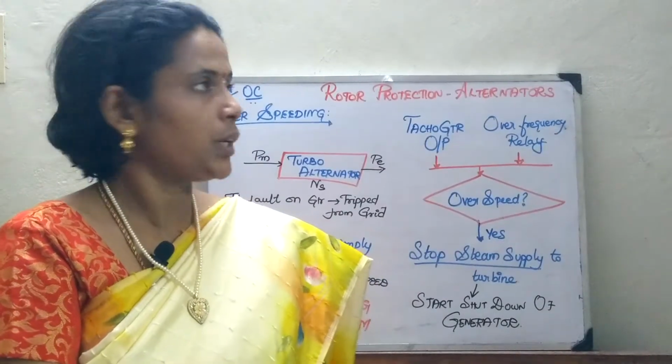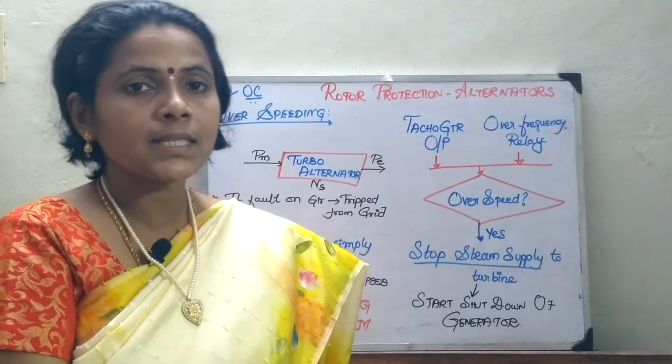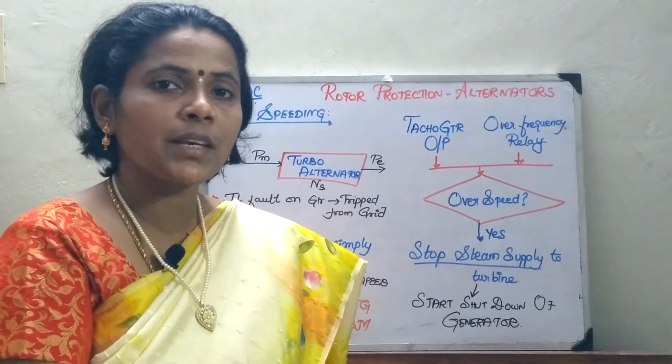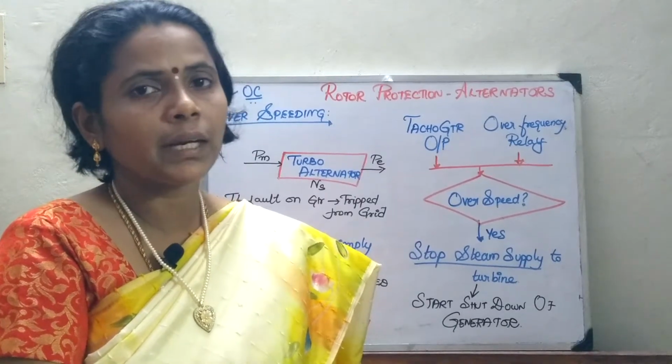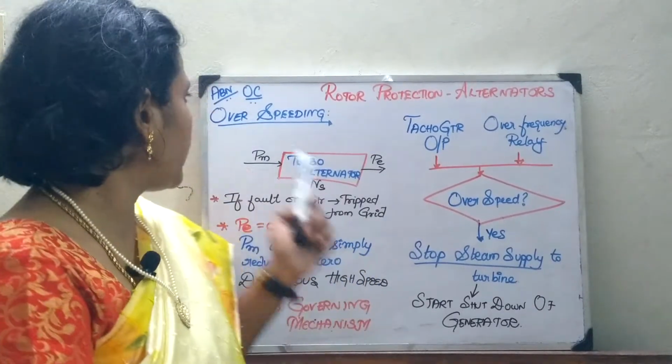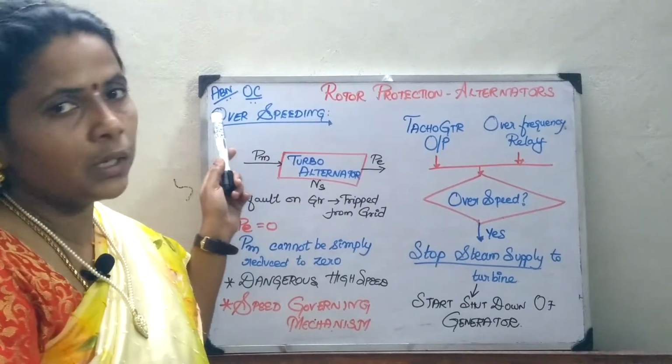In the last session, we saw the rotor protection of the alternators against unbalanced loading, which was facilitated by using an inverse time overcurrent relay after the negative sequence filter. Now, in today's class, we will see the abnormal overloading condition due to the overspeeding condition.